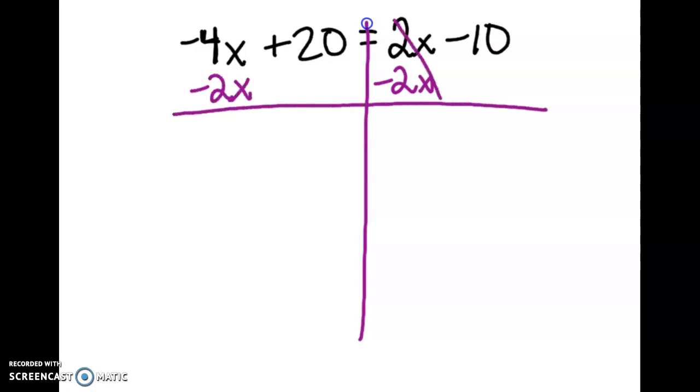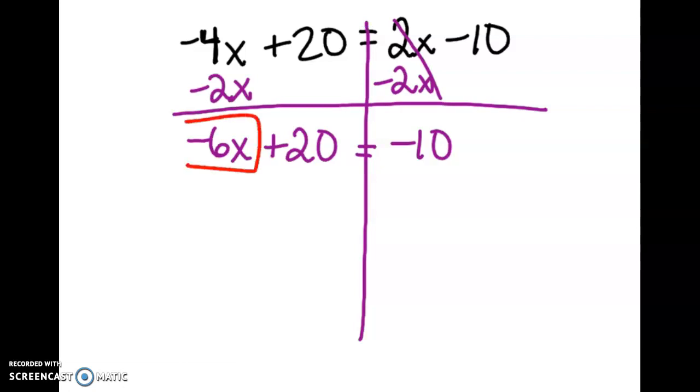2x minus 2x is 0, leaving us with negative 10 on the right. Negative 4x minus 2x is negative 6x, and bring down the plus 20. Now that we only have one x to solve for, we only have two steps left. Our goal is to get this x alone, so we need to get rid of this plus 20 here by minusing 20.